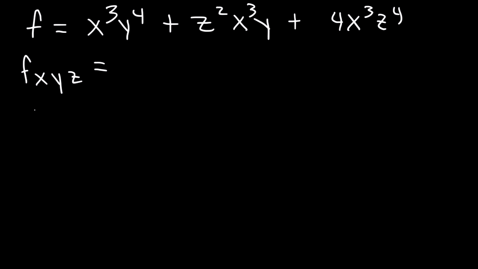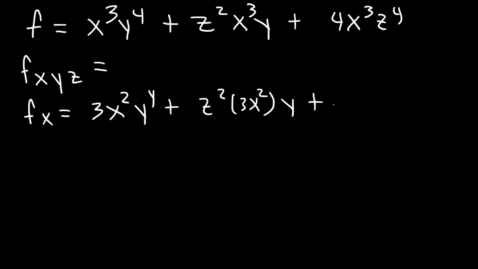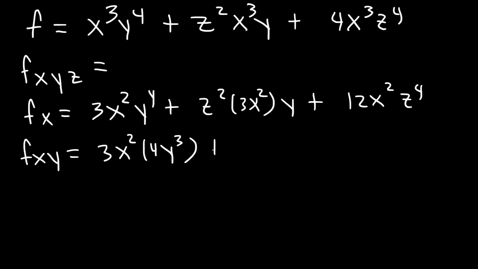So first we've got to find fx. We've got to differentiate the function with respect to x. So x cubed will become 3x squared, and then we have another x cubed, which is 3x squared again, times y, and the derivative of 4x cubed is 12x squared z to the fourth. So now we're going to differentiate the function with respect to y. So y to the fourth will become 4y cubed, and the derivative of y is 1. Now, 12x squared z to the fourth doesn't have a y variable, so that becomes 0.